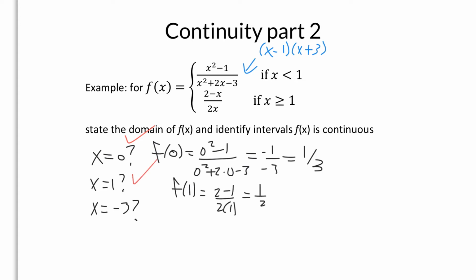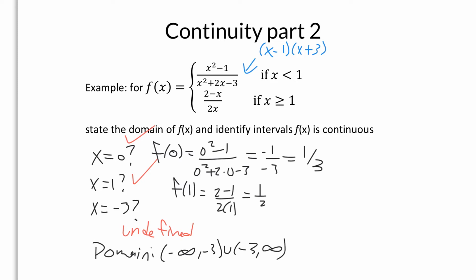How about x equal to negative 3? Well, that looks like an issue, because negative 3 is less than 1, so it is going to be this portion, and it's not going to plug in. So f(negative 3) is undefined. But the other ones are defined. They're good to go. So our answer for the domain is going to be negative infinity to negative 3, union negative 3 to infinity.